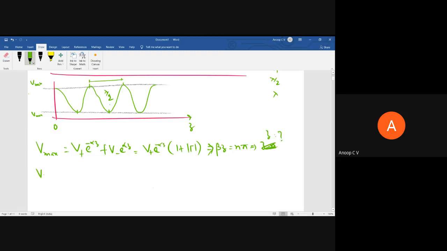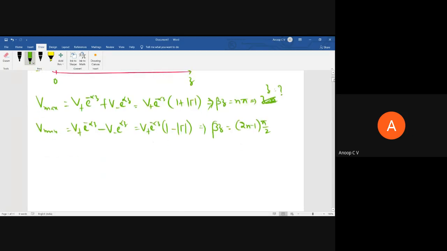Then Vmin, the minimum value of the standing wave pattern, will be V plus e power minus alpha z minus V minus e power alpha z. This is equal to V plus e power minus alpha z into 1 minus mod of gamma, where gamma is the reflection coefficient. It happens for beta z equal to 2n minus 1 times pi by 2, odd multiples of pi by 2. So this is what we have seen.